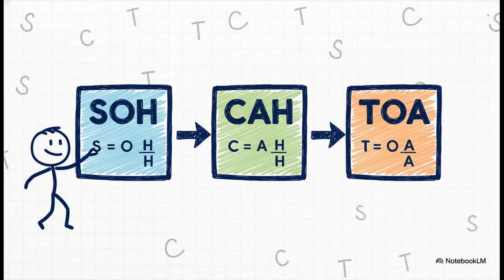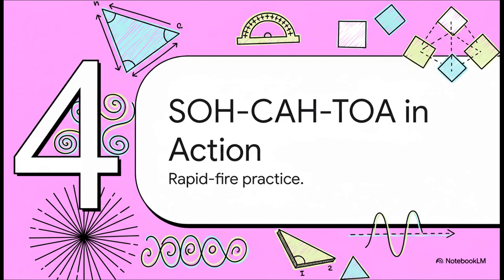Seriously, say it a few times. SOH-CAH-TOA. Sine is opposite over hypotenuse. Cosine is adjacent over hypotenuse. And tangent is opposite over adjacent. It's your cheat code. All right, enough with the theory. The best way to really get this is to just do it. So let's put SOH-CAH-TOA into action with a few examples. This will make it stick, I promise.